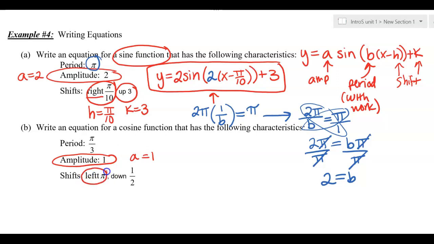A shift left, that's left with 2 t's. A shift left pi means that our h is supposed to be a negative pi. And a shift down 1/2 would mean that our k would be a negative 1/2. Is that all right with everybody?